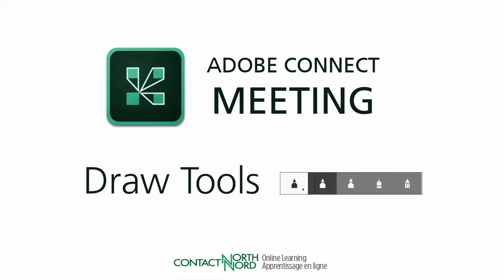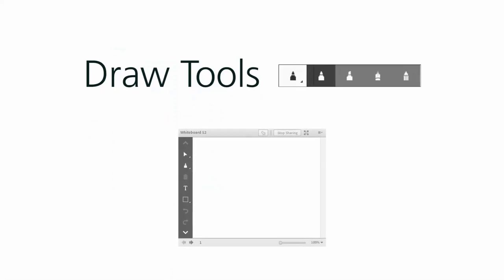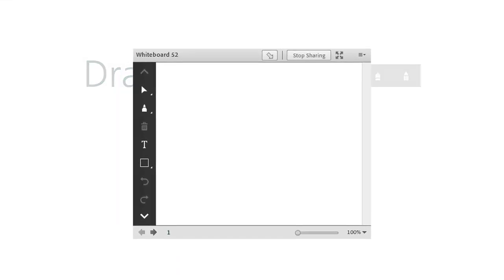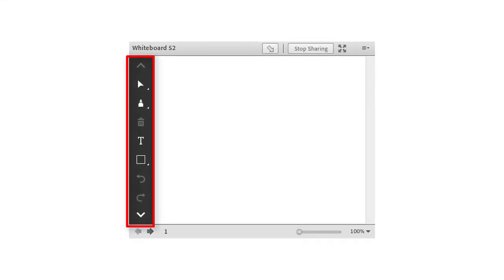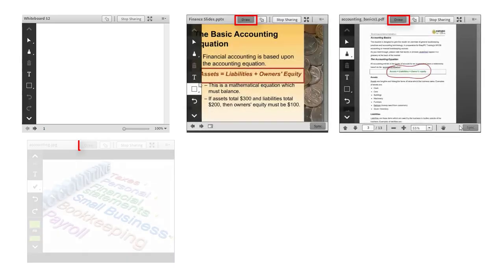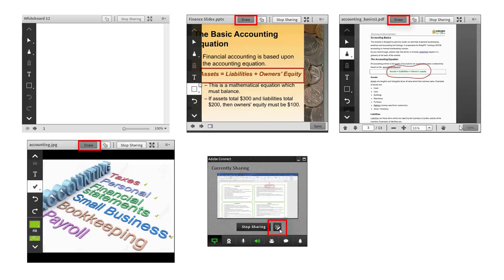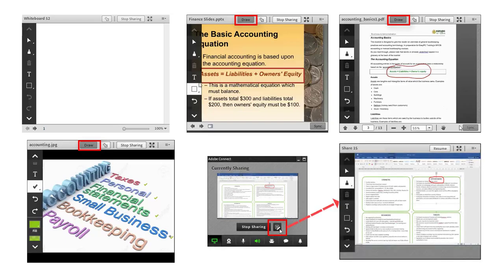Annotate or markup documents and whiteboards using Adobe Connect Meeting's Draw feature. Draw tools or markup tools are accessible with the whiteboard as well as with shared items that have a draw option at the top of their share pod. These items include presentations, PDF documents, and images. And using the Pause and Annotate feature, you can even add markups while sharing your screen.